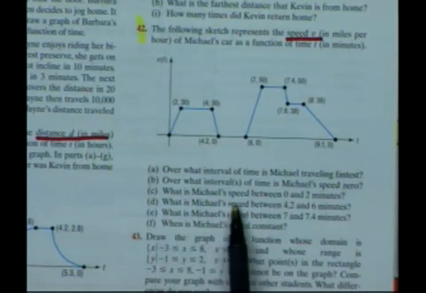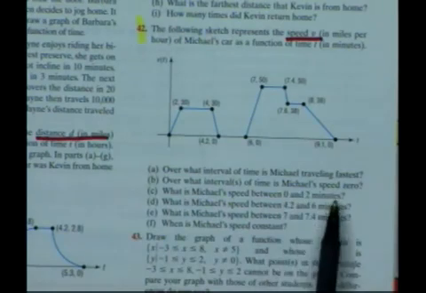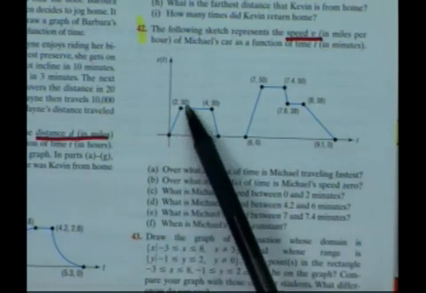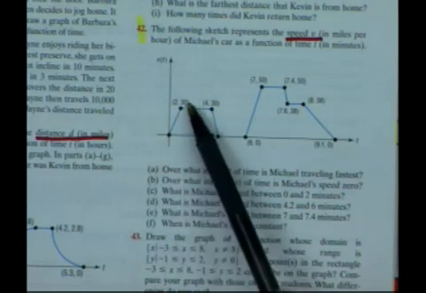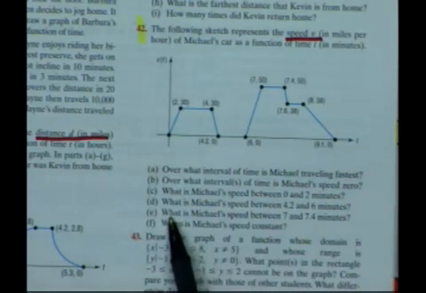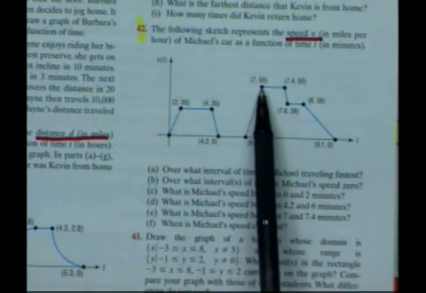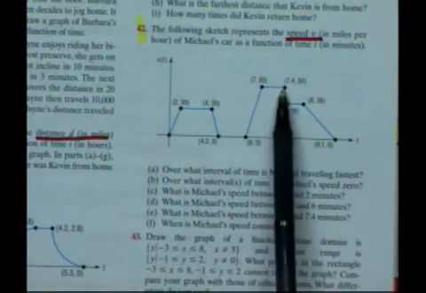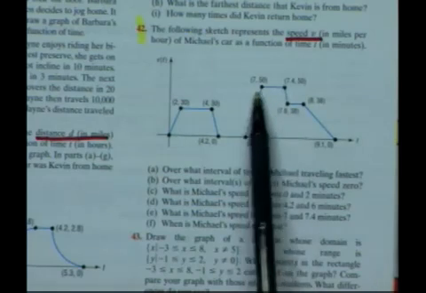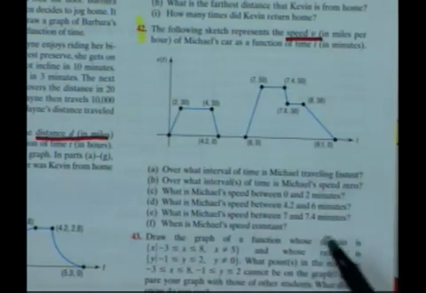Okay, what is Michael's speed between 0 and 2 minutes? 30. Okay, his speed increases to 30 miles per hour between 0 and 2. Does everybody see it? What's his speed between 7 and 7.4? That's a constant speed. It's 50, right? Constant speed. This was an increasing speed. This one is a constant speed.